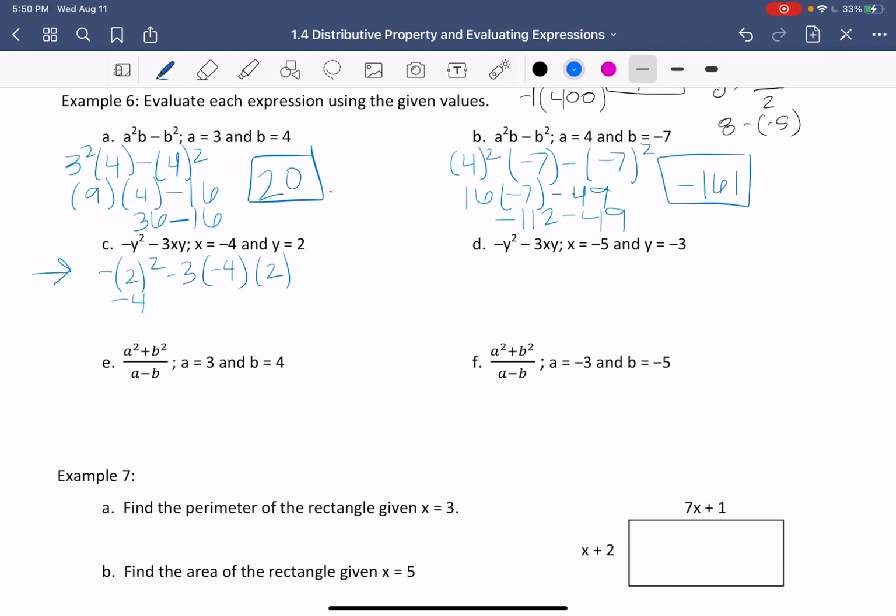Then we can go ahead and multiply negative 3 times negative 4, which will give us positive 12 times 2. Remember, we work left to right. So now we can say 12 times 2. That gives us negative 4 plus 24. And our answer will be 20.